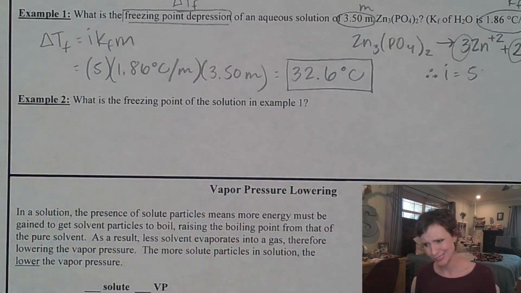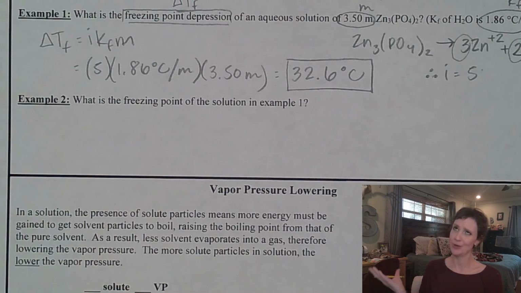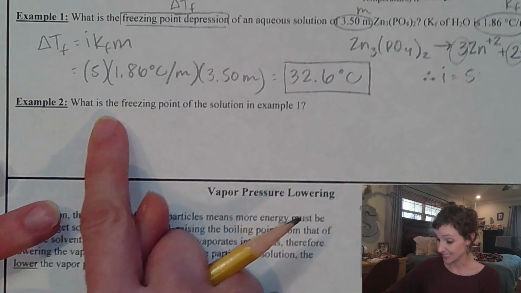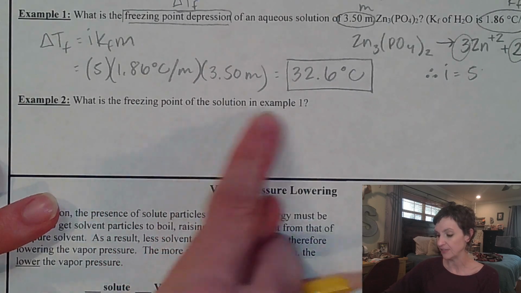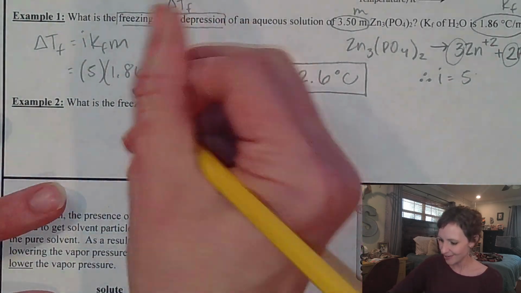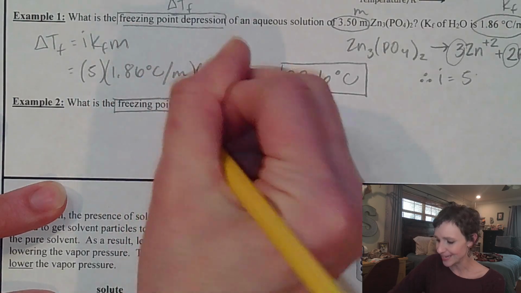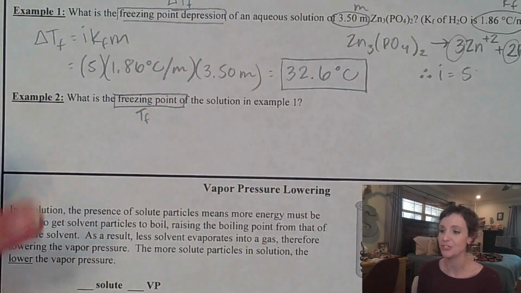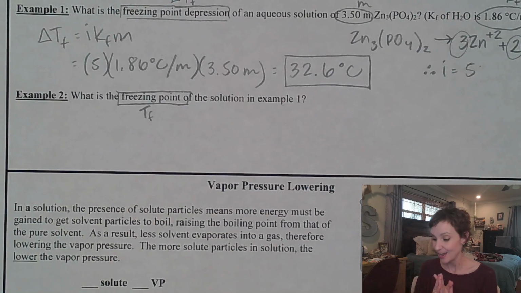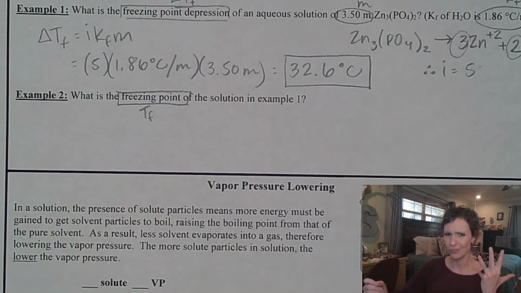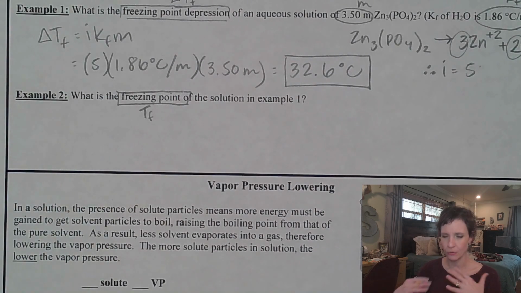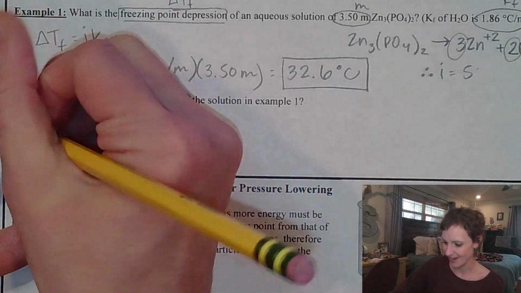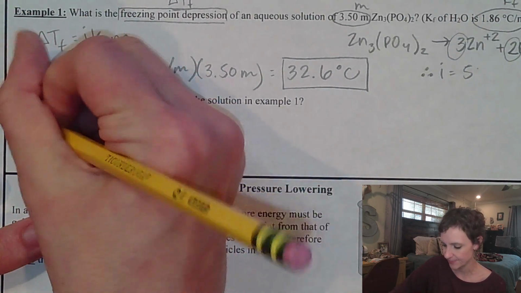Okay, so what does this mean in terms of what my solution is going to do? What is it going to freeze at? Well, let's see. It says on example number 2, what is the freezing point of the solution in example number 1? I'm having you solve for the freezing point. Tell me, please, what is the new temperature at which this thing freezes? Okay, well, let's map it out. The normal freezing point, or normal melting point, of water is 0 degrees Celsius, right? So let's go ahead and state that just for funsies.